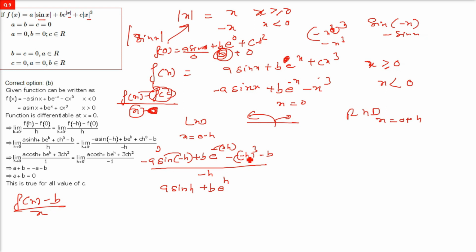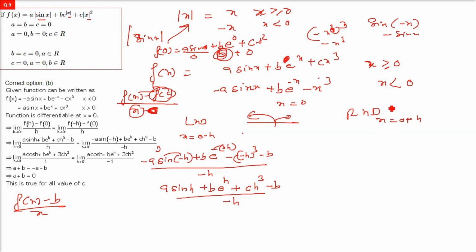When you apply the cube on the negative, it will be negative. Negative times negative becomes positive. So it will be positive of h cube, c h cube. And you have a negative b also. And in the denominator, you have negative h.